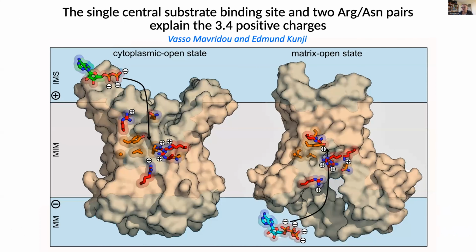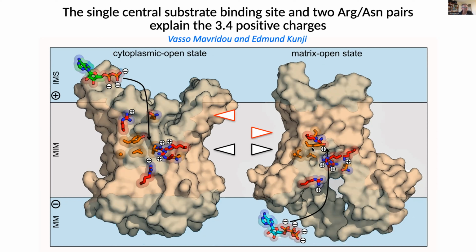Right, okay, can we actually explain this 3.4 charge movement with the model that we had based on these thermostability shift assays quite nicely? Because you see here that the 3 positive charges of the central binding site move with the conformational change from one compartment to the other compartment. And so we think that this explains the 3 positive formal charges.